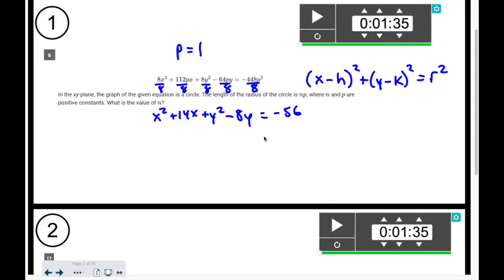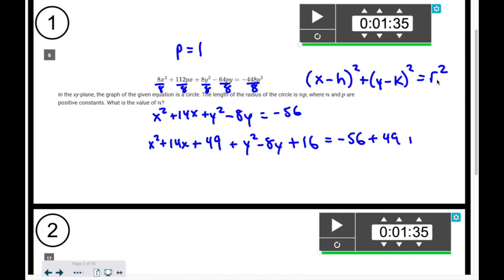So then what I need to do is find what I need to add to each of these to complete the square. So we have x squared plus 14x. The way we complete the square is we take half of 14, which is 7, and square it. So I'm adding 49. And then on the other one, y squared minus 8y. Well, half of 8 is 4. 4 squared is 16. And then on the other side, I've got to make sure that I add both of those numbers. Whatever I do to one side, I do to the other. So I add 49 and I add 16.